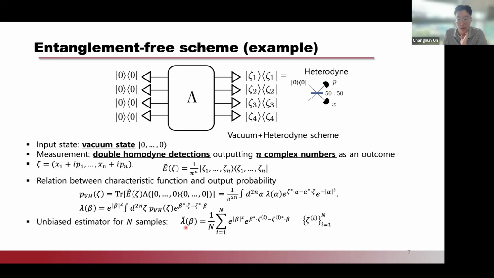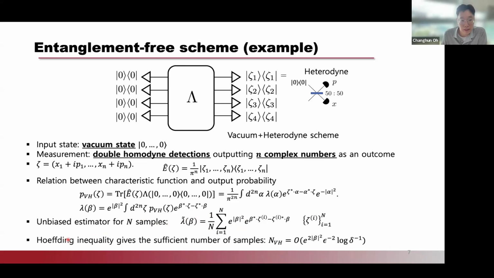Then the question is how many samples we need to guarantee that the estimate is accurate enough. And to do that, we use Hoeffding inequalities, and then by looking at this expression, we can show that the number of samples required to estimate this characteristic function within epsilon error is upper bounded by this exponential factor times some factors from these Hoeffding inequalities.